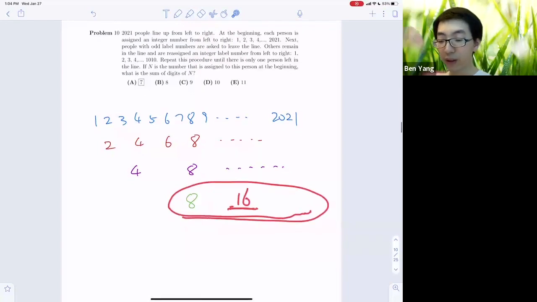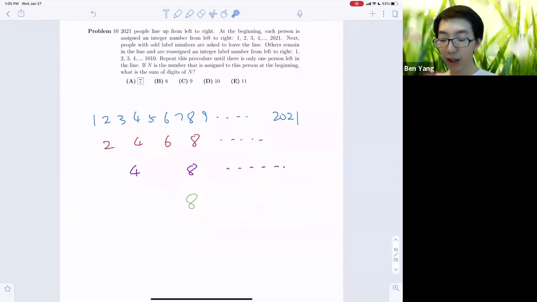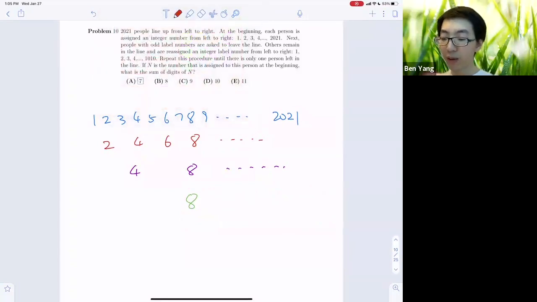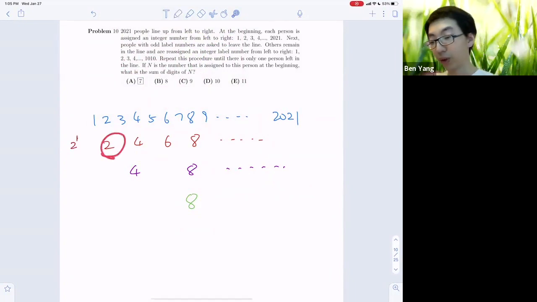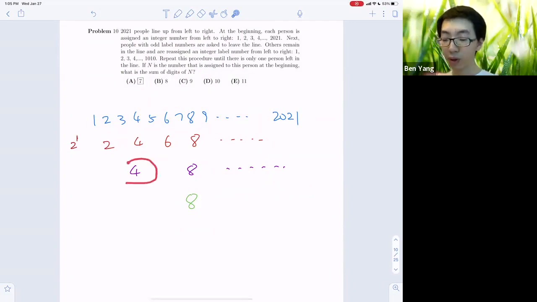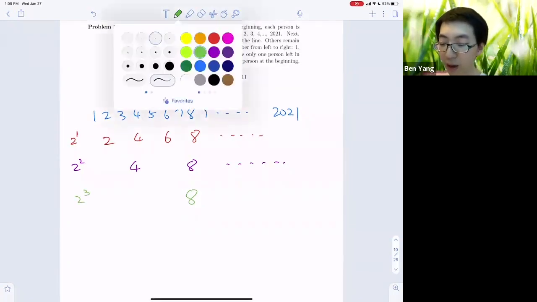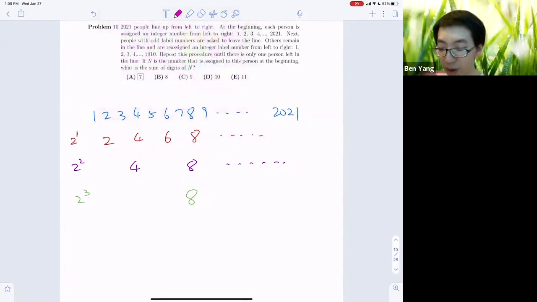So here we already found a pattern. If you look at our numbers after each step, after the first step the first number is 2 to the power of 1, which is just 2. After the second step, the first number is 2 to the power of 2. After the next step, the first number is 2 to the power of 3. That's our pattern, and it just keeps going like that.